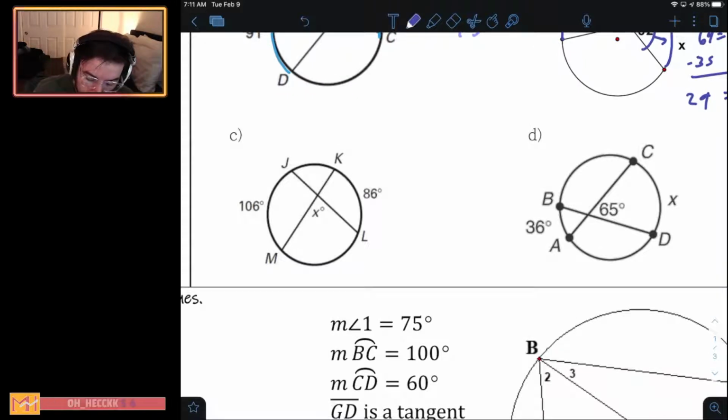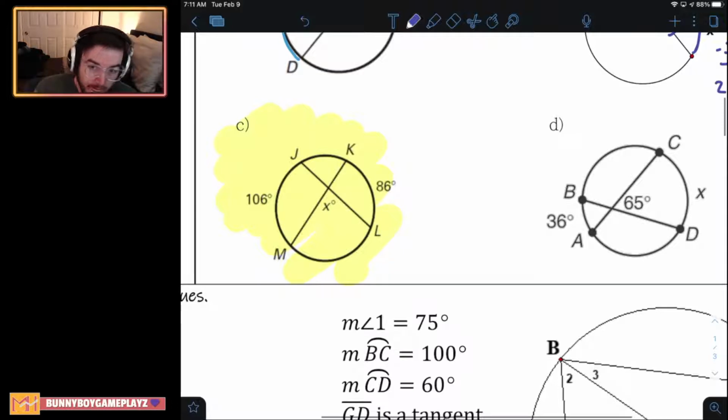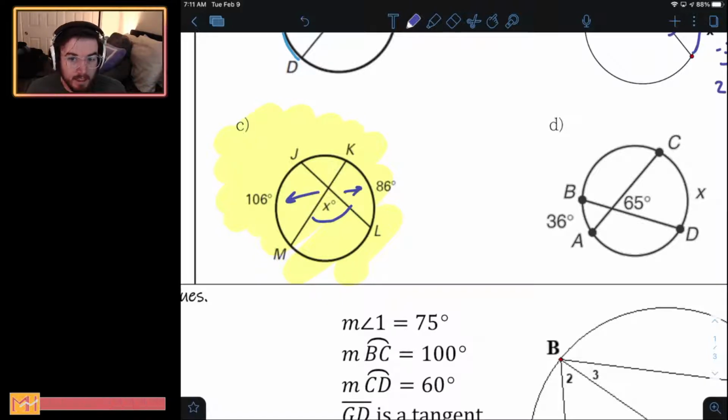I'm going to get you started on this problem, and then I'm going to ask a question on this one, okay? Look at what angle we're trying to find. We're trying to find this angle here, which has nothing to do with these 2 arcs. It has nothing to do with those 2 arcs, right? It has to deal with these 2 arcs.